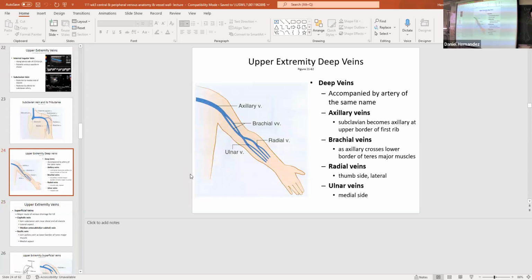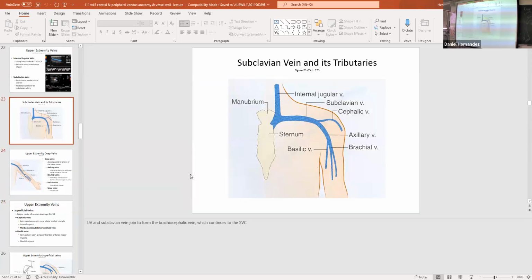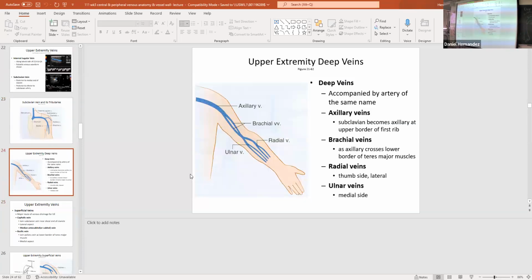So those are the deep veins of the upper extremity. It starts with the internal jugular vein. With ultrasound imaging, we don't typically image the innominate. If you can see it, that's great, but some people you just can't. So it's internal jugular vein, subclavian vein, going to axillary. And from axillary, you're entering into brachial veins, and then radial and ulnar coming down the arm. So that's really what you're going to be ultimately responsible for imaging in terms of ultrasound when looking at the deep veins of the upper extremity.